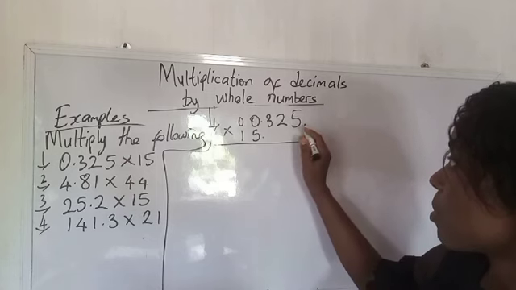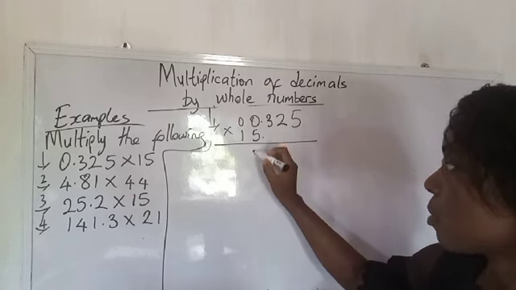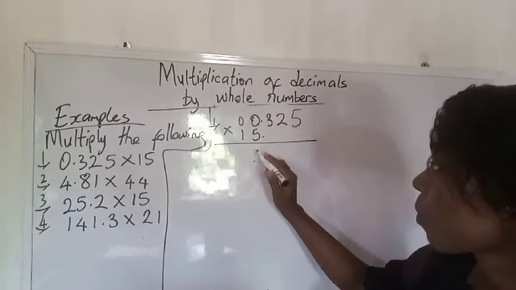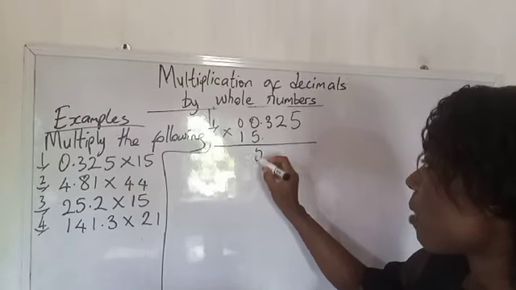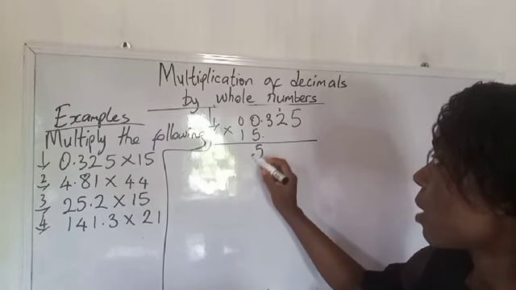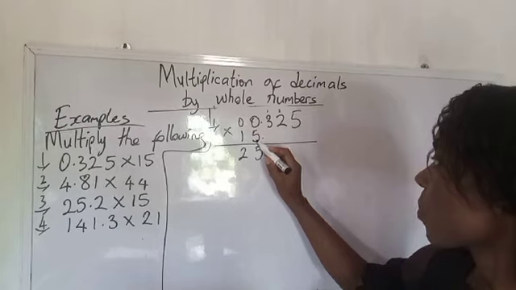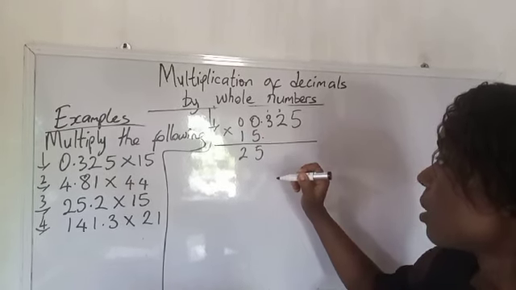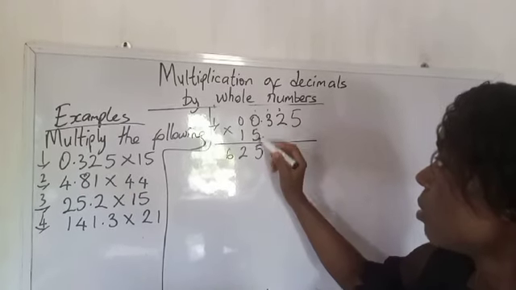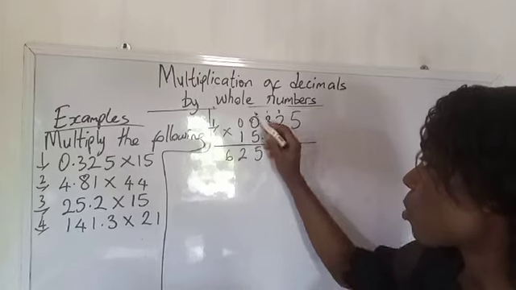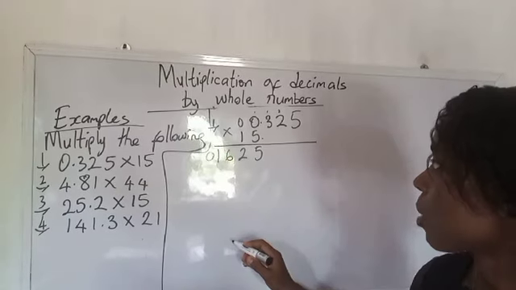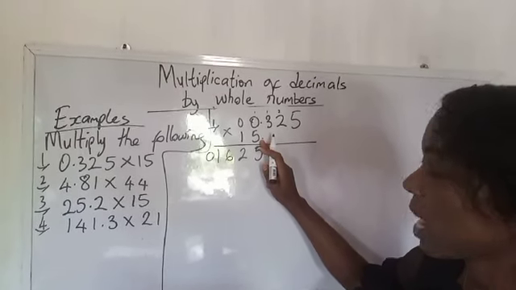Now 5 times 5 is 25. I'll start placing my answers from under the number with which I'm multiplying. 5 times 5 is 25. Put down 5, carry 2. 5 times 2 is 10, plus my 2, 12. So I put down 2 and I carry 1. 5 times 3 is 15, plus 1, 16. Put down 6, I carry 1. 5 times 0 is 0, plus 1, that's 1. 5 times 0 again is what? 0. Now we're through multiplying with 5.